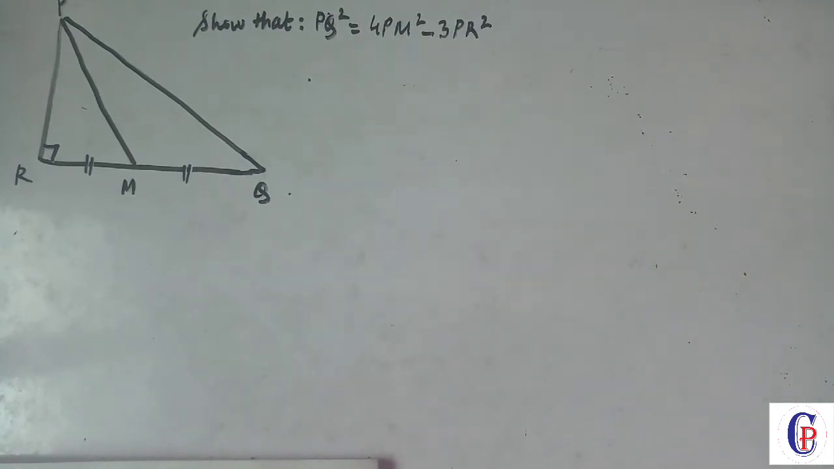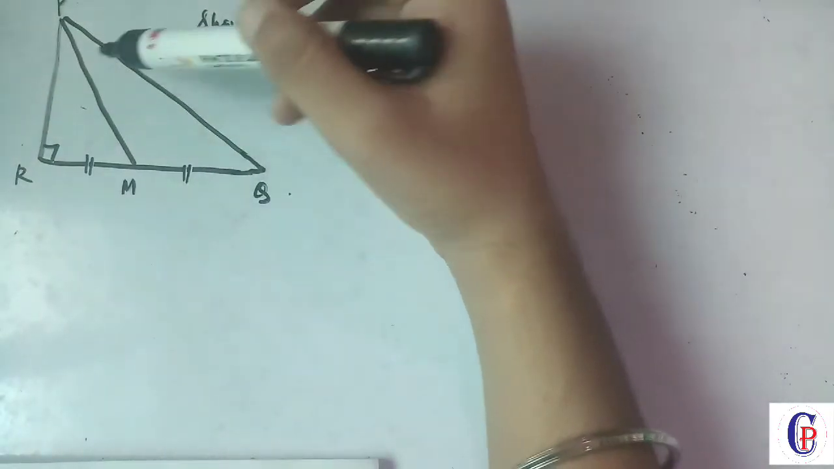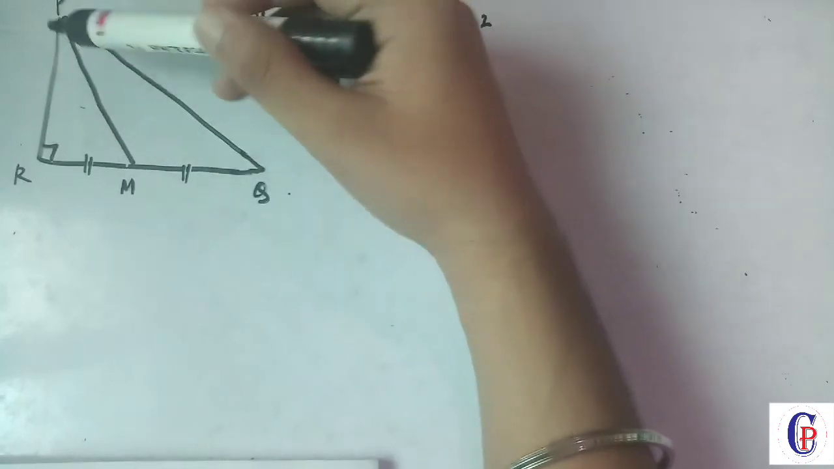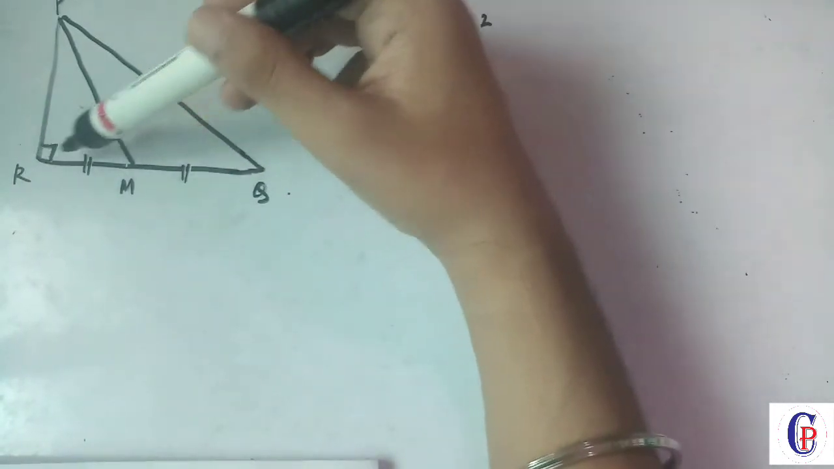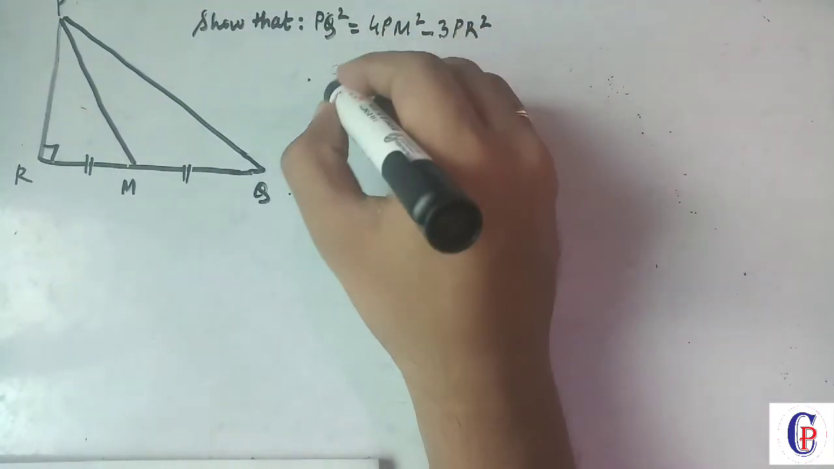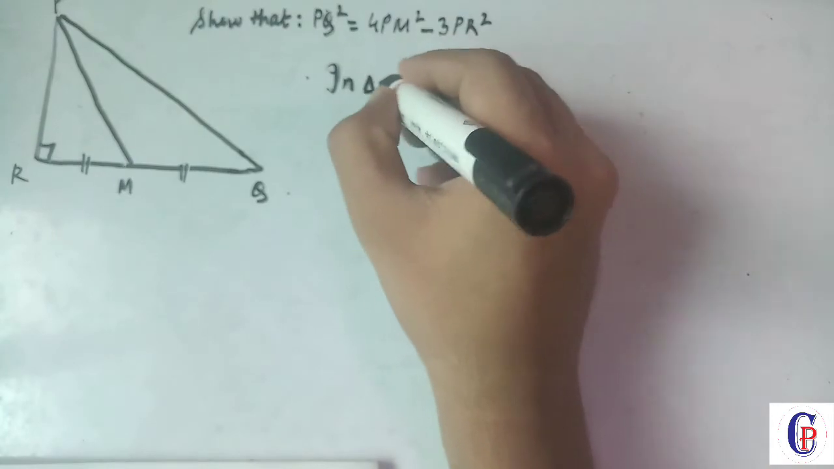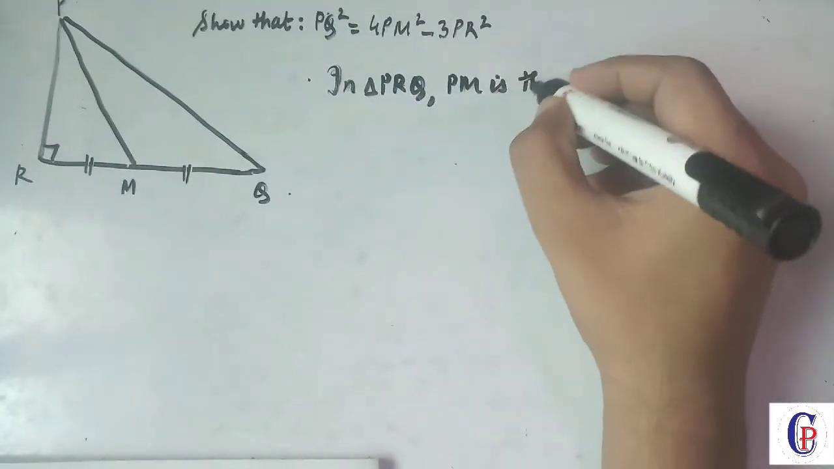And you can also see that this PM is the median, because this PM divides this RQ into two equal parts, RM and MQ. So we can say that in triangle PRQ, PM is the median.